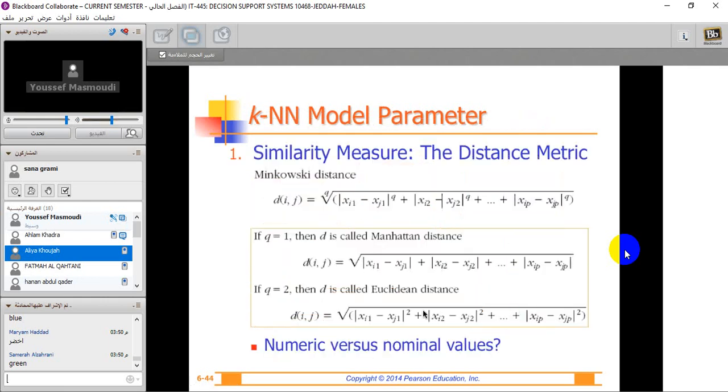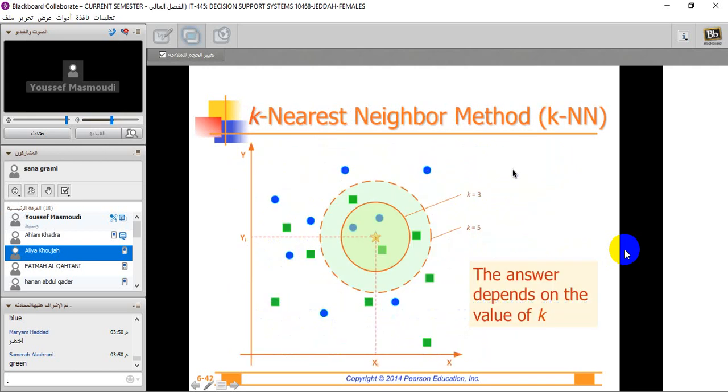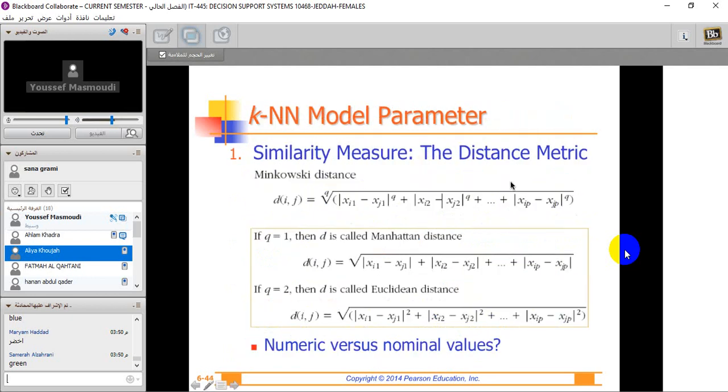One of the parameters of the KNN is the similarity measure, the distance metric. It means when you compare, how do you want to compare the distance from the star to this point, from the star to this point, from the star to this point, you have to use a distance. So there are several distances like the Minkowski distance, like the Manhattan distance, and the well-known Euclidean distance. The usual distance is the Euclidean distance.